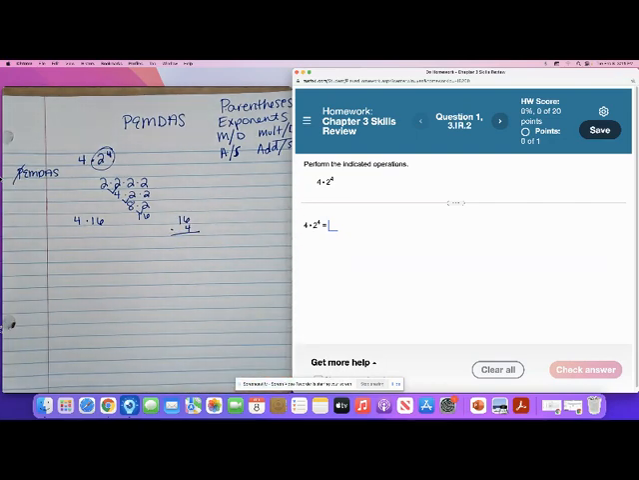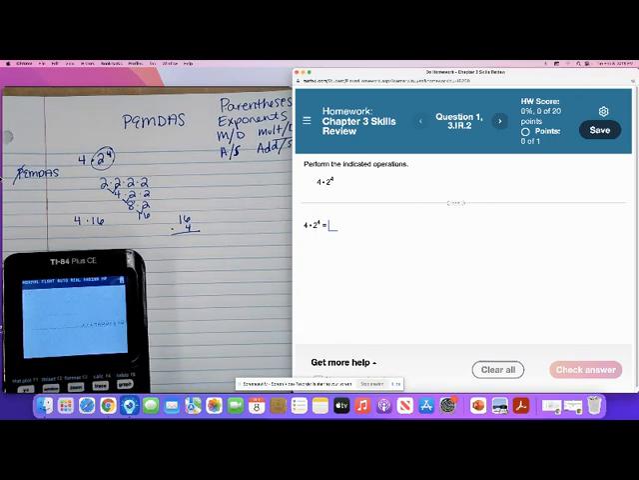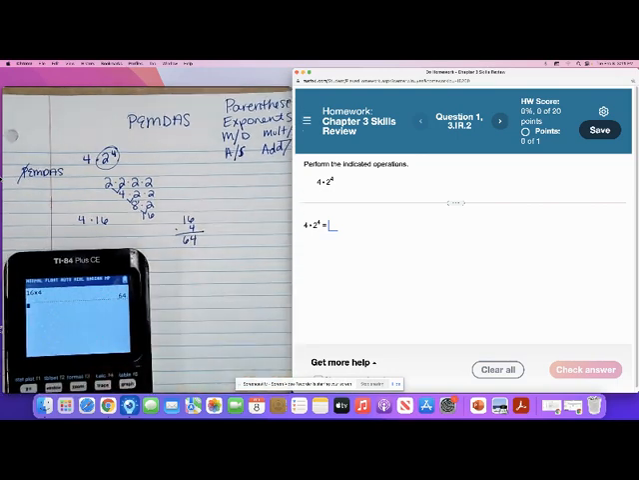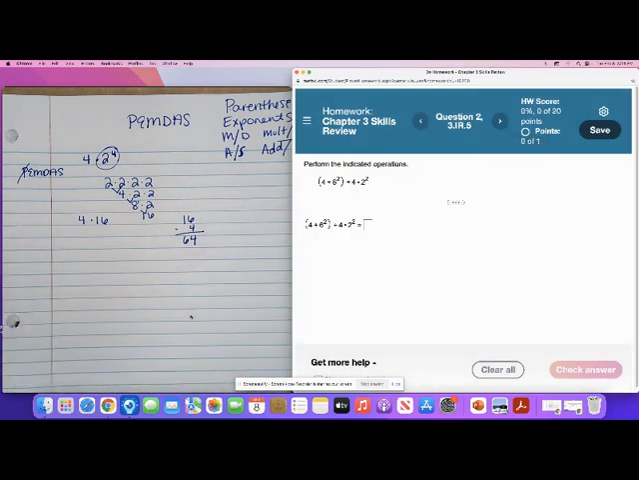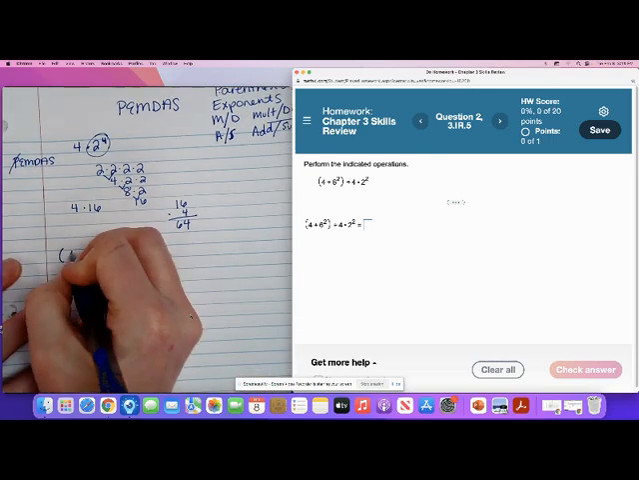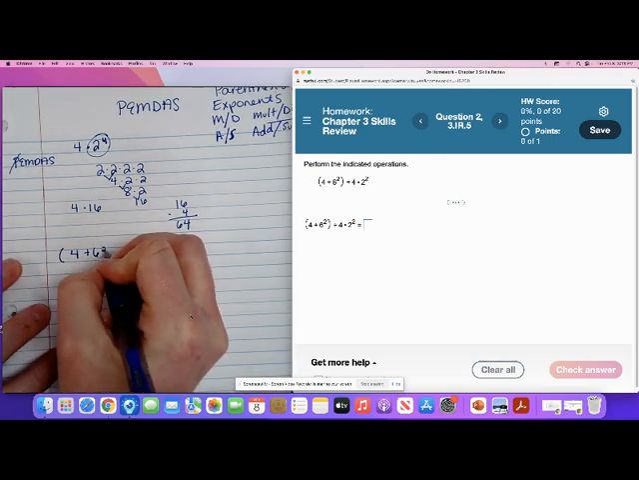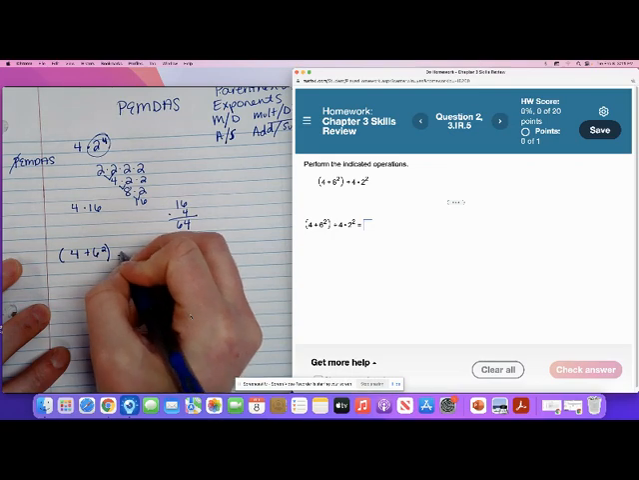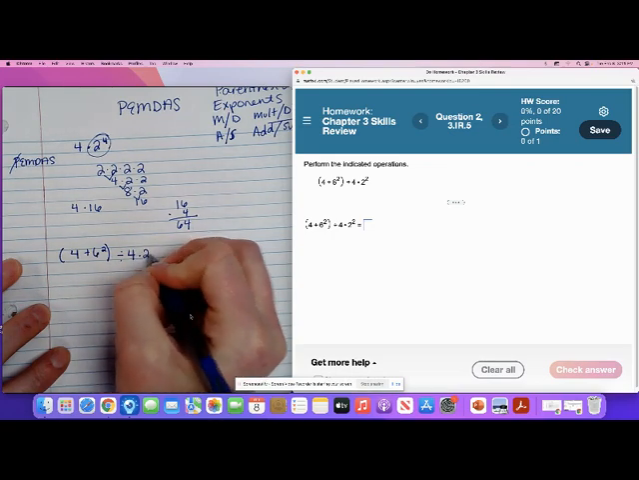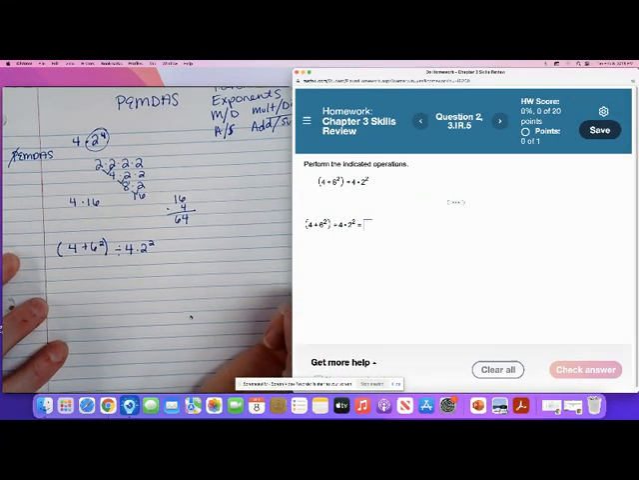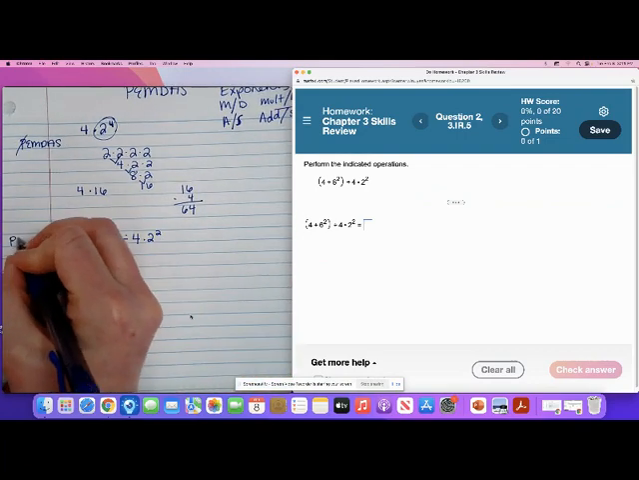And we can use our calculator. 16 times 4 is 64. Let's see what else we have here. All right, this is another order of operations problem. So 4 plus 6 squared, parentheses, divided by 4 times 2 squared. So PEMDAS again.